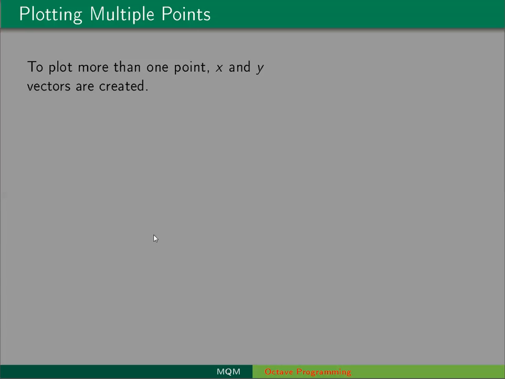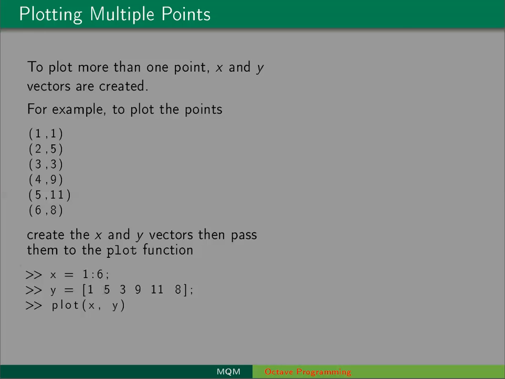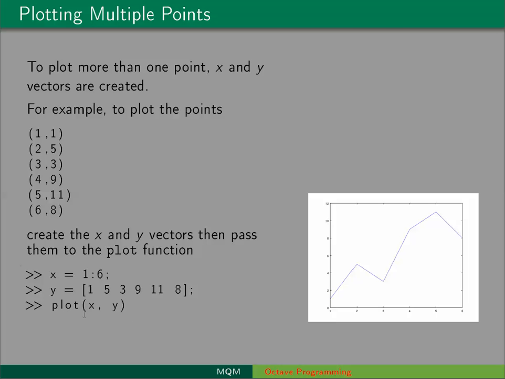The first two elements are the x range and the second two elements are the y range. Whenever we want to plot more than one point, we create vectors. So a vector for the x coordinates of the points and a vector for the y coordinates. For example, we're going to plot these 6 points, and here this column is all the x coordinates and this column is all the y coordinates. So we will create a vector of the x coordinates and a vector of the y coordinates, and we pass those to the plot function and it will plot all those points.